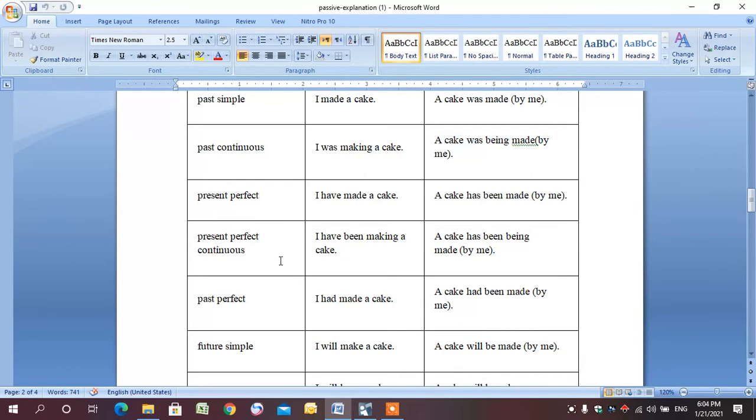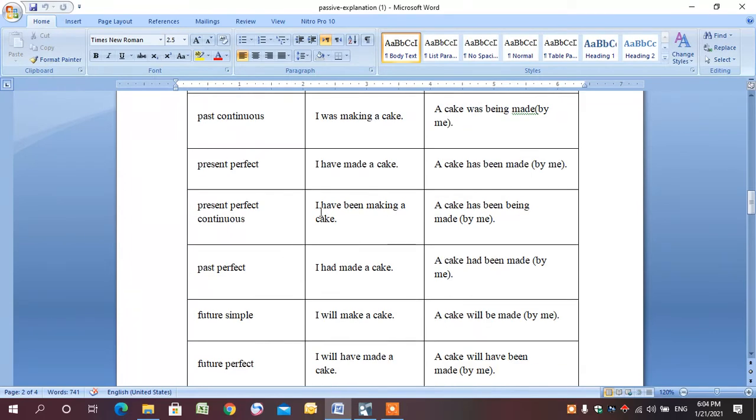Present perfect continuous tense: I have been making a cake. When you change it into the passive, you put a cake, and then you put has been, and then you put the verb to be plus ing, so it's being, and then you put the verb in the past participle, made. So a cake has been being made by me.